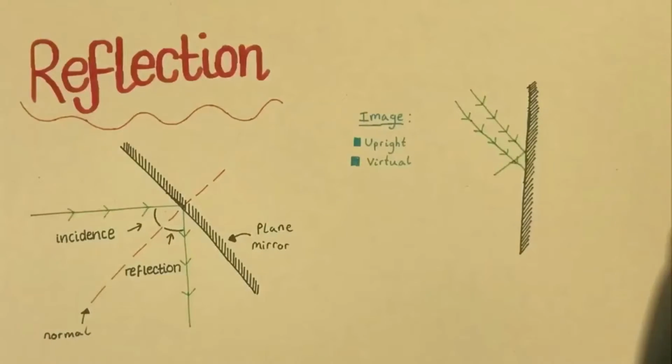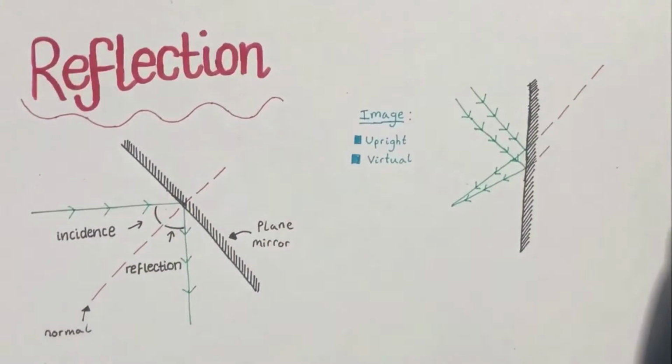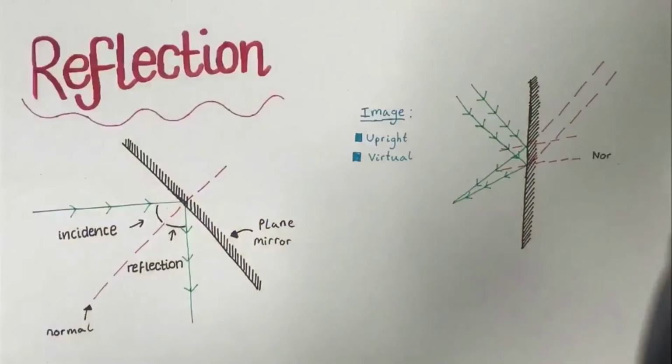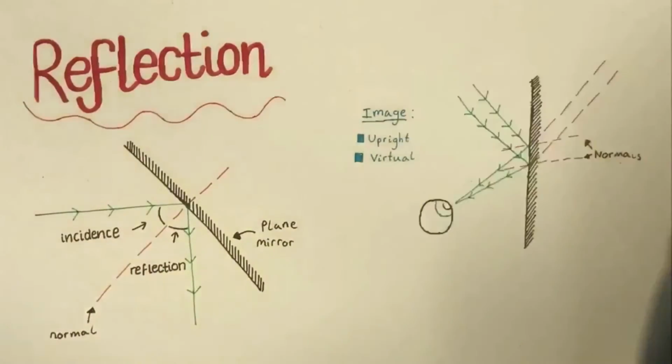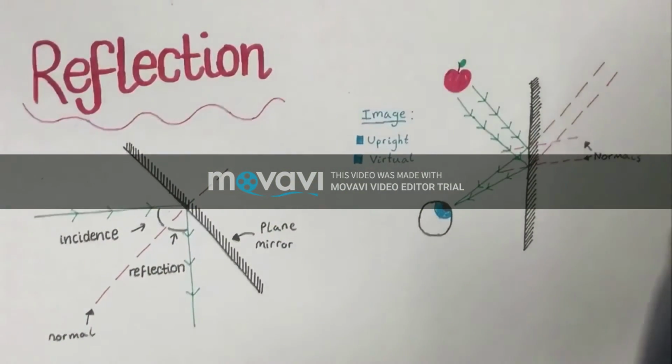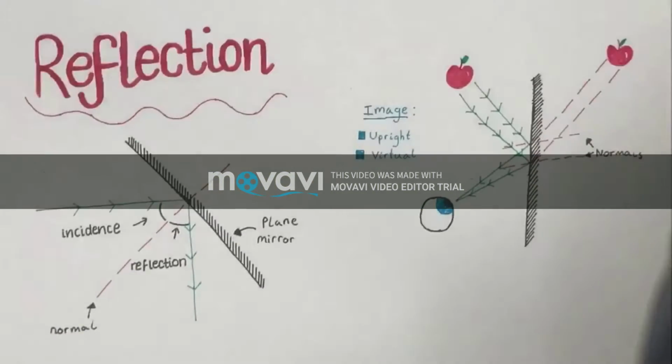With this flat mirror, the image is upright and virtual. This is how we see a virtual image. As the rays seem to diverge from behind the mirror, the image of the apple appears to come from behind the mirror.